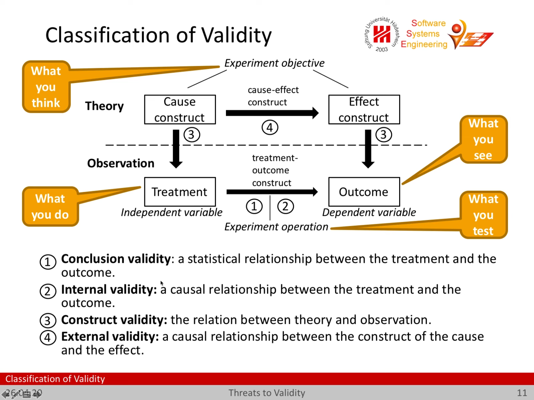Internal validity is: is there a causal relationship between the treatment and the outcome? Because from a pure correlation, we cannot necessarily conclude that there is also a causal relationship. So internal validity goes beyond pure conclusion validity. Then there is construct validity, and construct validity we have here on the left and on the right. And this is the relation between theory and observation in general. Is what we actually do in the experiment an adequate representation of what is existing in our theory?